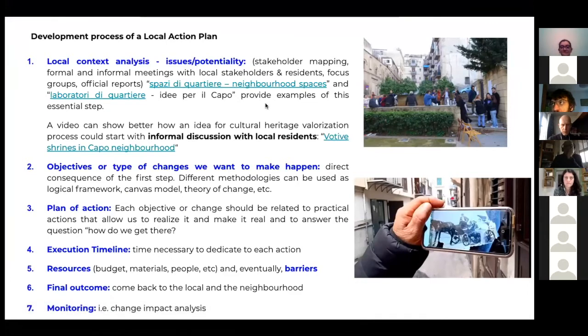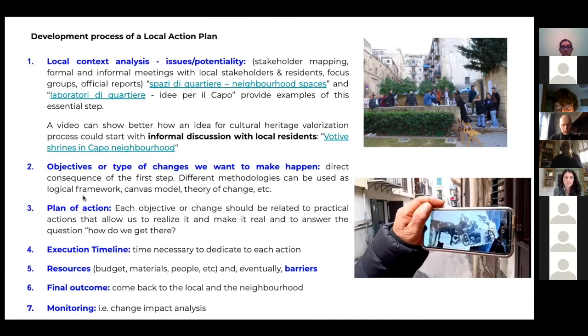Then the other general step that followed this first one, of course, is the objective, or the most important type of change we want to make happen, which is a direct consequence of the first step. Different methodologies can be used, and most of you know the logical framework, the canvas model, the theory of change. It depends on the context in which you are and what you want to achieve, for example the people you work with, if they know what a canvas model is, if you think it is appropriate or not, and a logical framework, and so on.